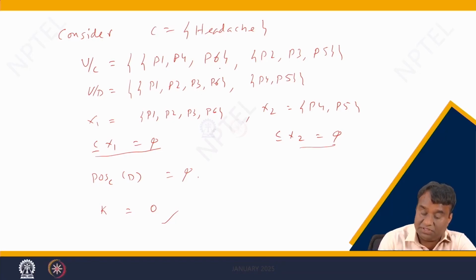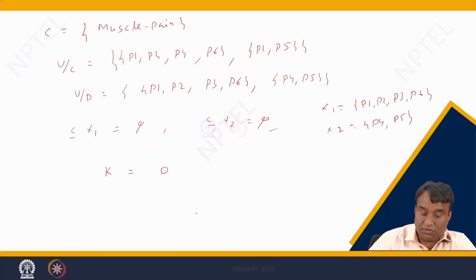So P1, P4, P6 is not a subset of these things. P4 is not there. P2, P3, P5 not a subset because P2, P3 is not here. So lower approximation is 5. Similarly, here also P4, P5, nothing is a subset of that, so that is also 5. So positive region is 5, so here k equal to 0.